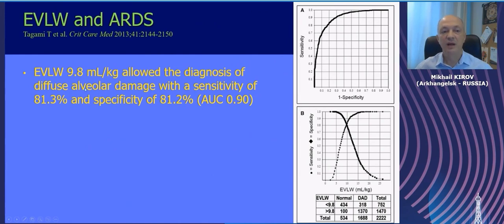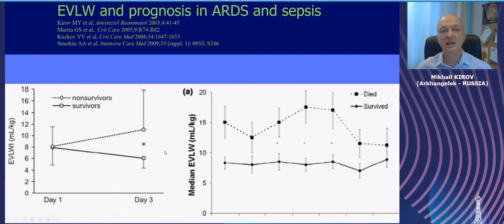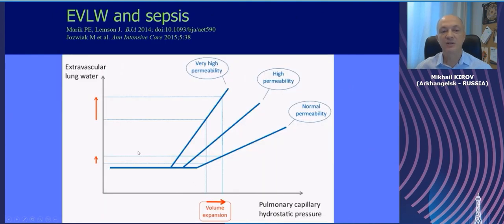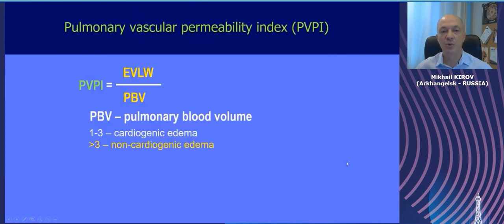The lung water value close to 10 mL per kilogram allows us to diagnose the diffuse alveolar damage with good sensitivity and specificity. And as has been shown both in our studies and in studies of Greg Martin, we see that the peak of the increase of lung water during sepsis and ARDS is typical for the 3rd to 4th day from the onset of critical illness. Thus, in case of increased pulmonary permeability, even moderate volume expansion can lead to significant increase of lung water.